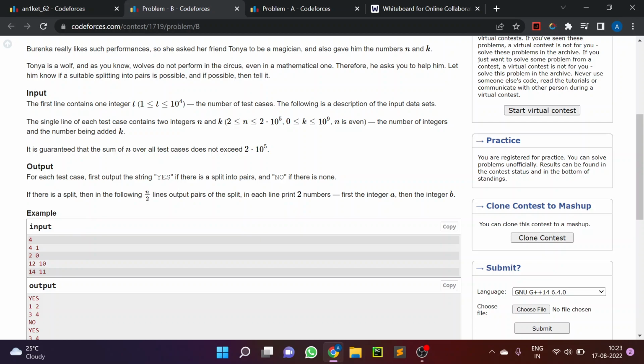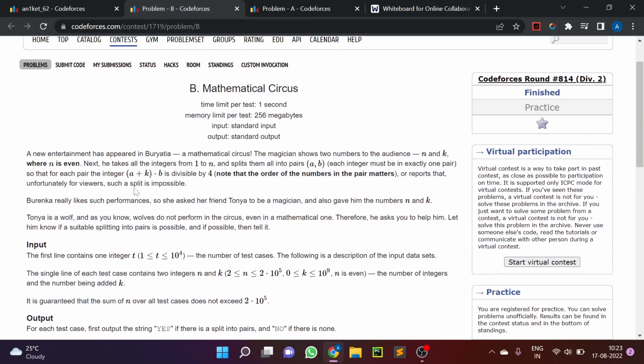And if our answer is yes, we have to also output n by 2 lines, which shows the pairs of the split, and in each line we have to print two numbers. First is a and second is b. In this question the order of a and b is important, so it matters.